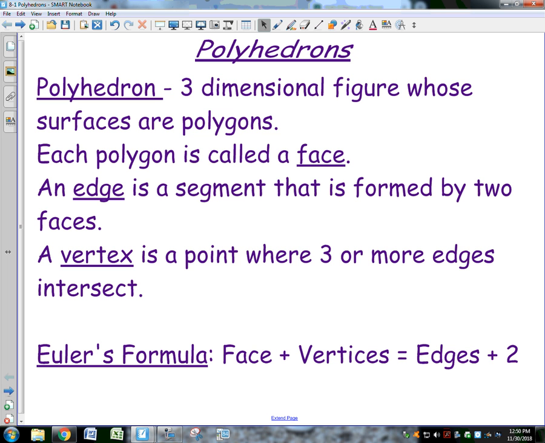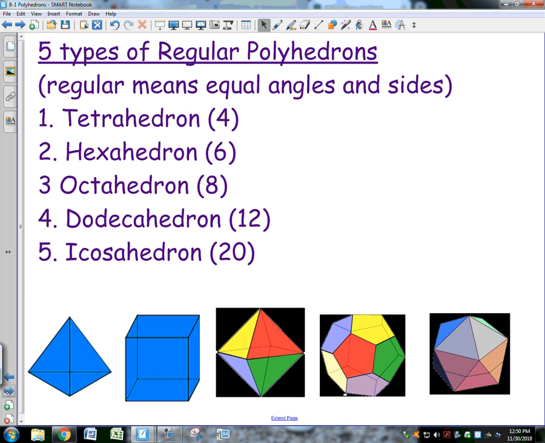So, Euler's formula says if you take the number of faces and the number of vertices and add them together, that's the same thing as the number of edges plus 2. Make sure that you memorize this formula: F plus V equals E plus 2. We're going to do some examples of it in just a minute. But before we get to those examples, we are going to talk about the 5 regular polyhedrons. So write down these 5 names.